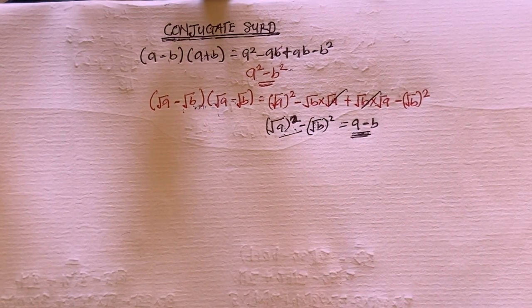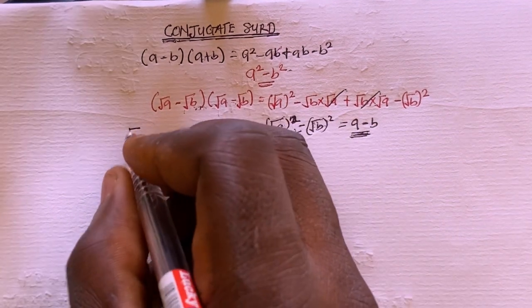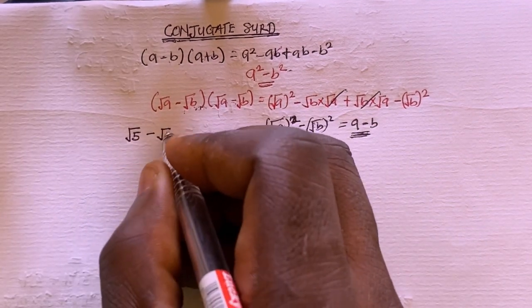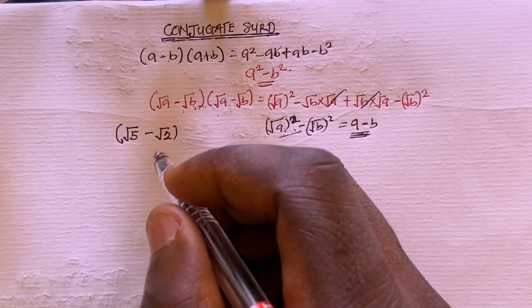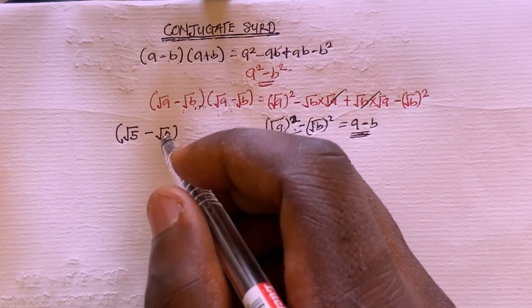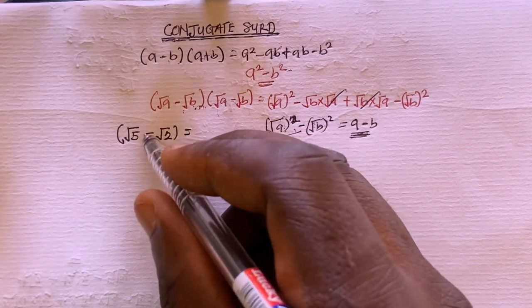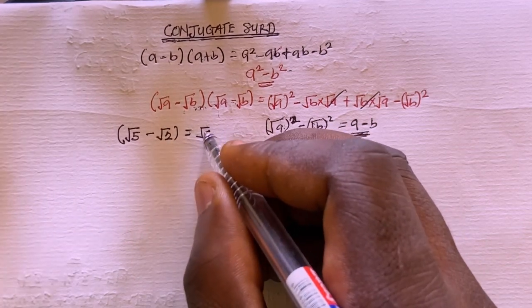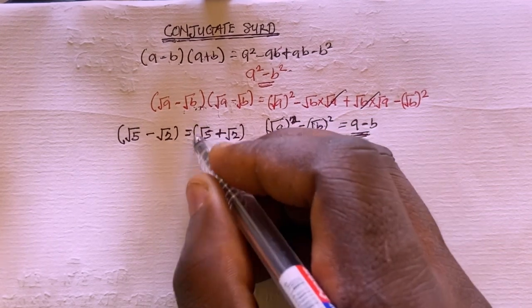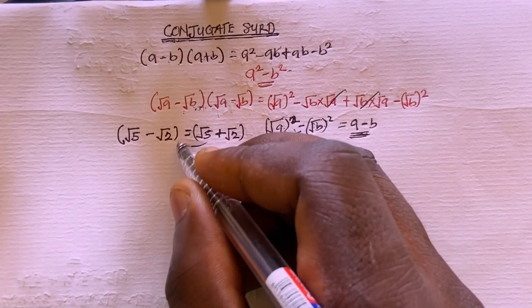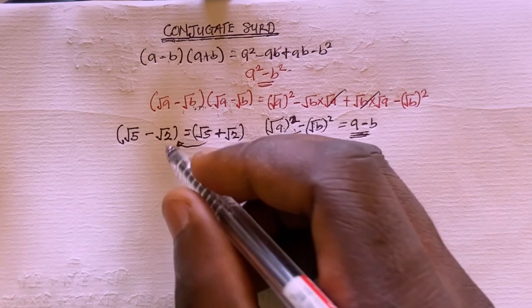Now, let's say you are given some expression and you are asked to find its conjugate form. Let's say you are given root of 5 minus root of 2, and you are asked to find the conjugate form of this expression. The conjugate form is going to be root of 5 plus root of 2. So this is the conjugate surd of this surd. Can you see it now?